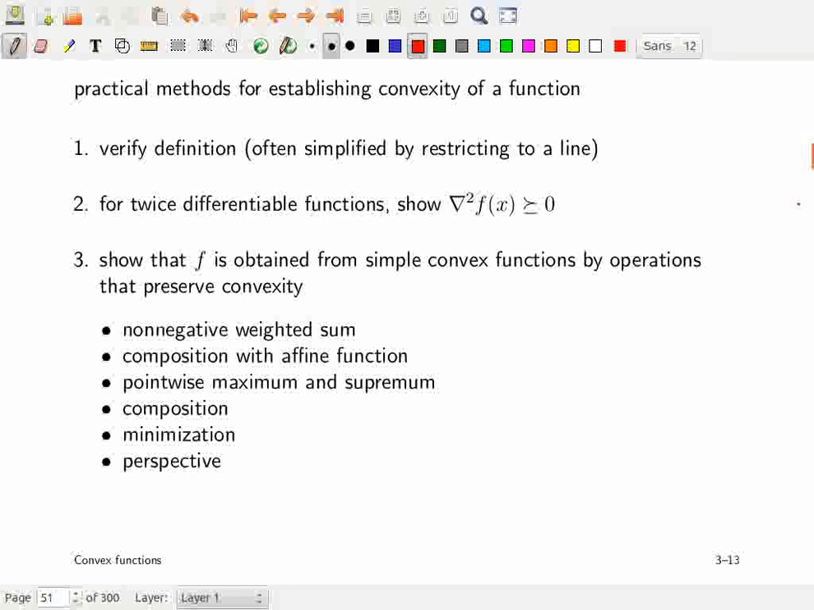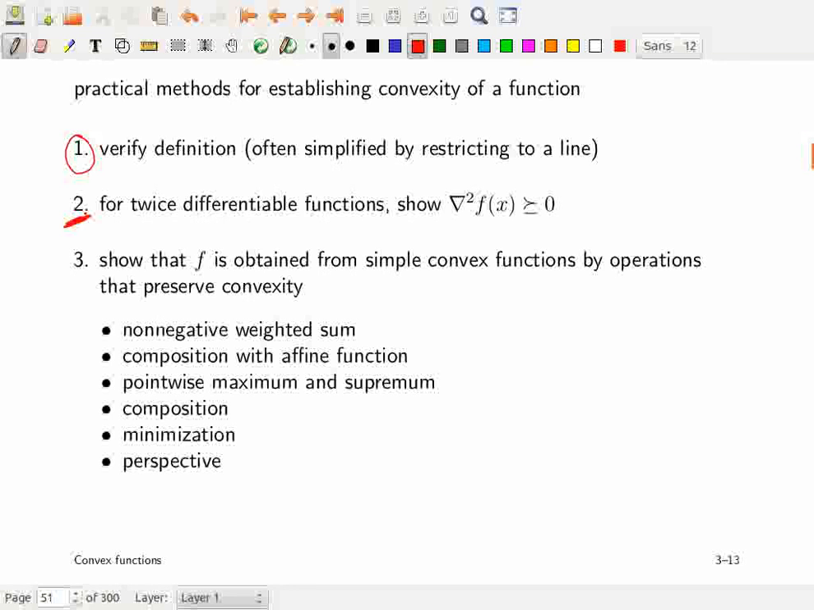First we talked about the three ways that you can prove whether one function is convex or not. The first one is using the original definition that says f of theta x plus 1 minus theta y is less than or equal to theta f of x plus 1 minus theta f of y. The second one is using the first order and second order conditions. And in the third way, we can decompose one complex function into some operations that preserve convexity, and based on that we can say whether the function is convex or not.